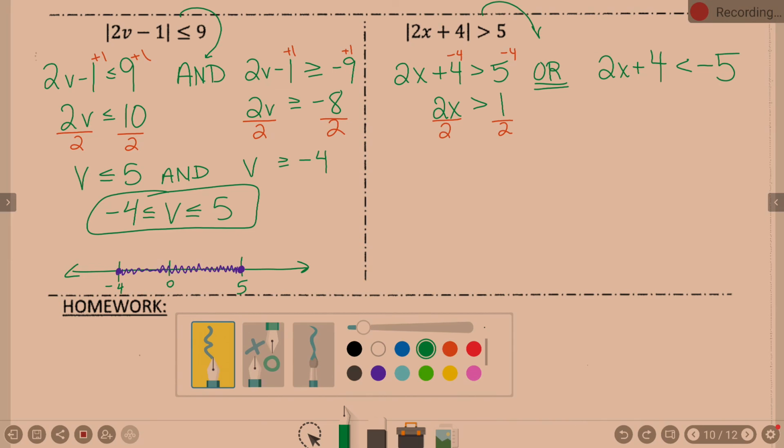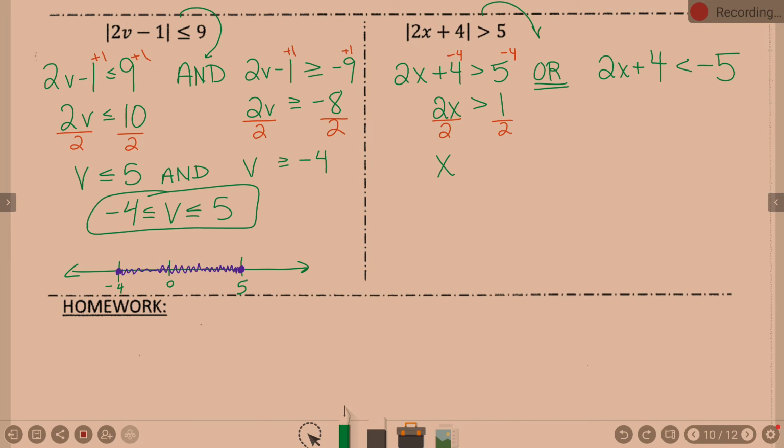So, 2s cancel. We have x. Carry down greater than. What is 1 divided by 2? I'll take a half. If you give the decimal of 0.5, that's fine as well. What's the word I'm carrying down? Or. You need that word in the middle. And you have to solve the other one.